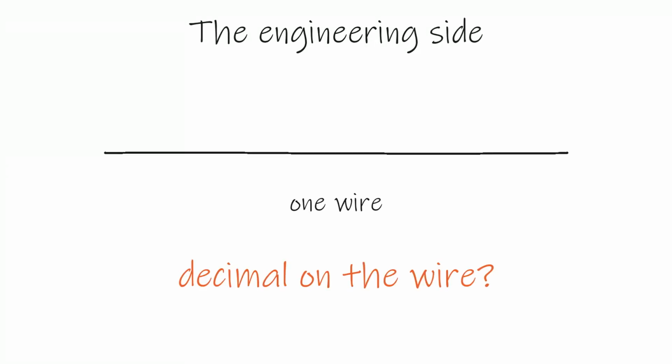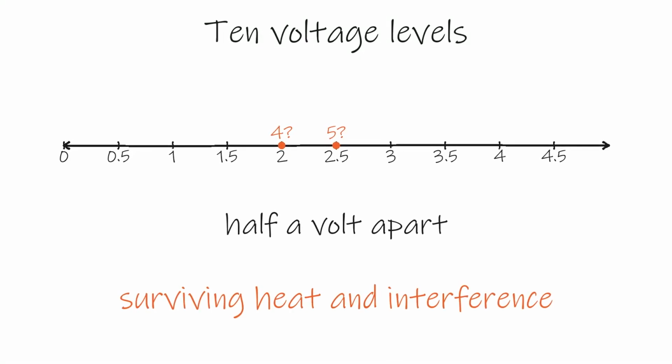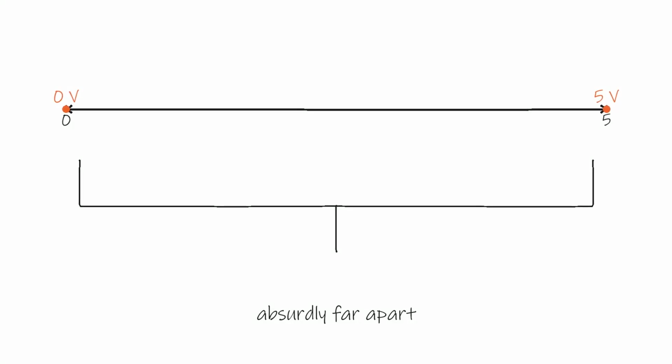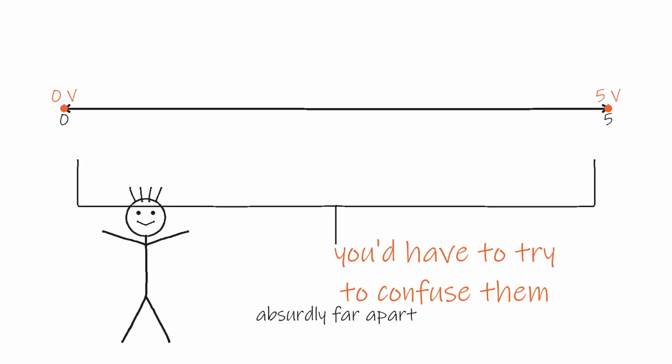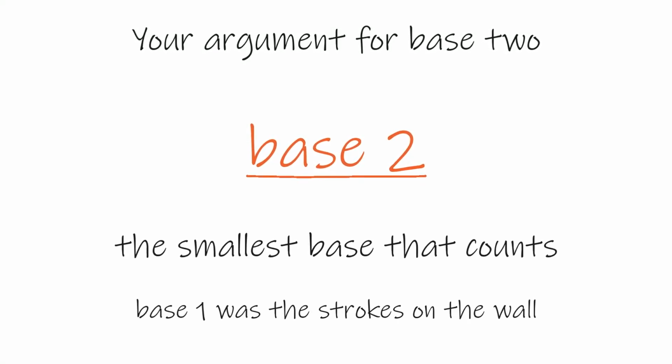Here's the engineering side. Suppose you wanted decimal on the wire. You'd need 10 voltage levels you could tell apart, surviving heat and interference. Now try 2 levels. Roughly 5 volts or roughly 0. Those are absurdly far apart. You'd have to try to confuse them. That's your argument for base 2. The smallest base that counts.